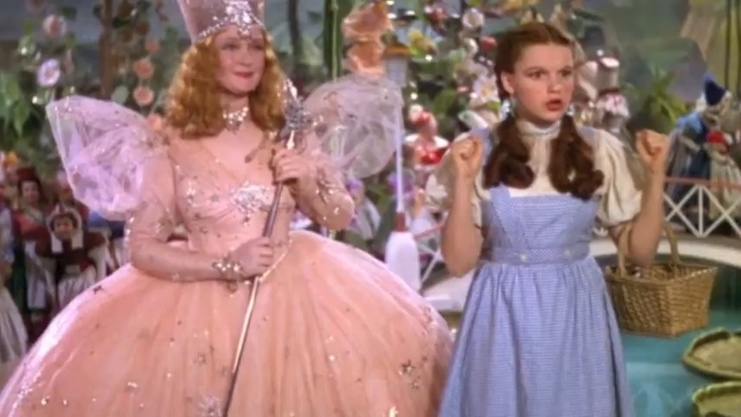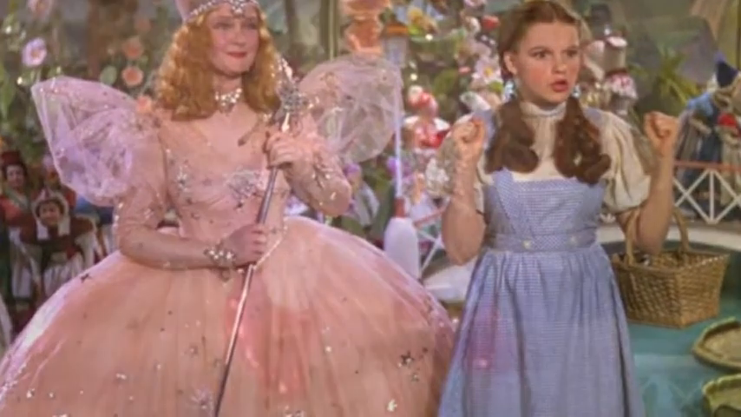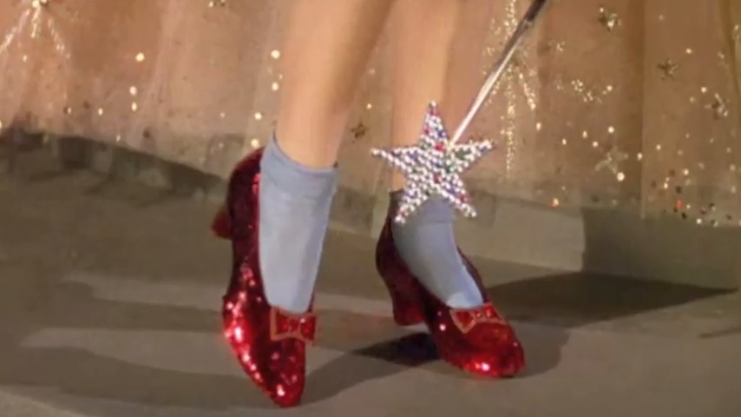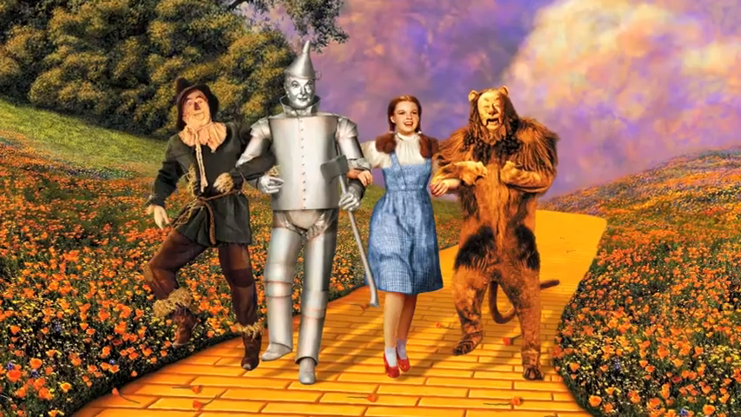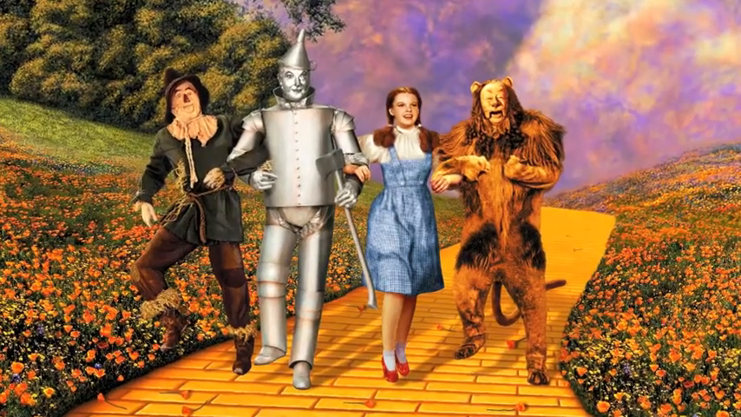This is when she is introduced to the Munchkins and witches, receives her ruby red slippers, and learns about how the Wizard of Oz can help her to get back home. Next, on her journey to the Emerald City, she meets the Scarecrow, the Tin Man, and the Cowardly Lion, and they all join her on her quest.